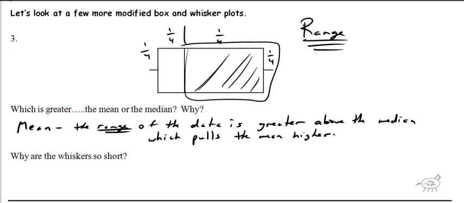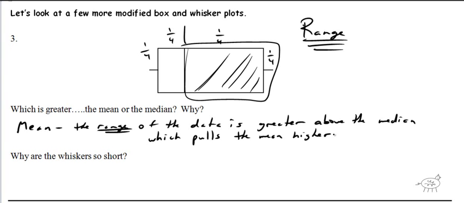So when you're talking about modified box and whisker plots, you're always using the word range. A common mistake kids make is they say, more data is to the right of the median, that's why it pulls the mean higher. And that's not true. There's no more data to the right of the median. There's half the data to the right of the median. It's just that the range of the data is spread out, and it's bigger, it's higher. So don't tell me there's more data, because there isn't. Half the data is to the left of the median, half the data is to the right of the median.